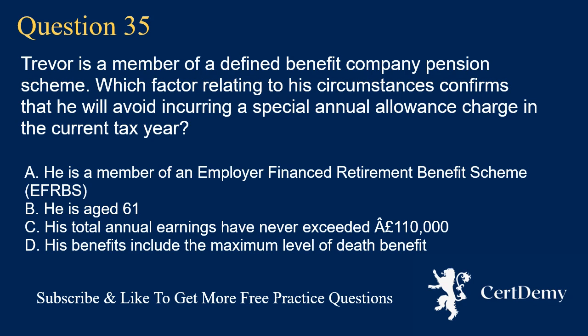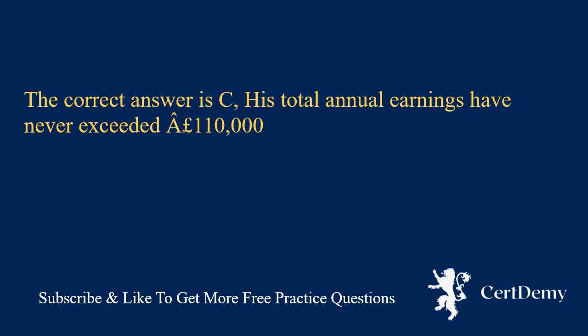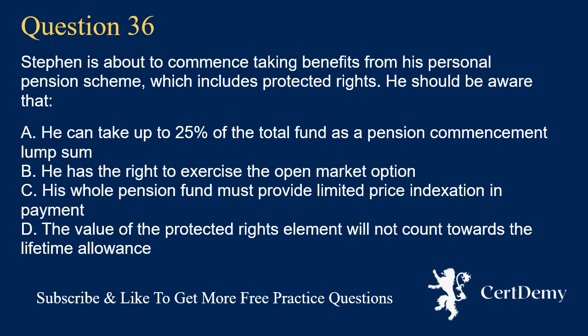Question 35. Trevor is a member of a defined benefit company pension scheme. Which factor relating to his circumstances confirms that he will avoid incurring a special annual allowance charge in the current tax year? A. He is a member of an employer-financed retirement benefit scheme, EFRBS. B. He is aged 61. C. His total annual earnings have never exceeded £110,000. D. His benefits include the maximum level of death benefit. The correct answer is C. His total annual earnings have never exceeded £110,000.